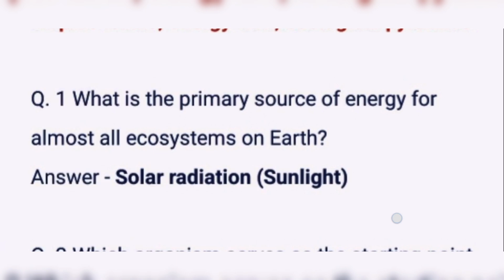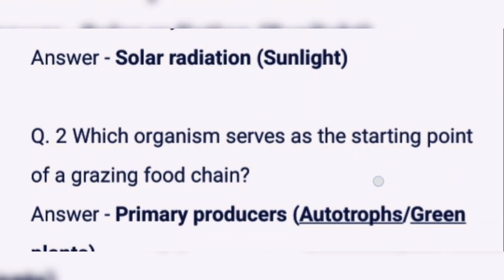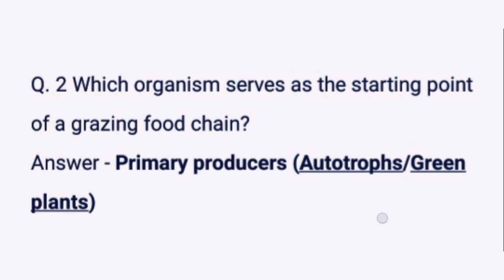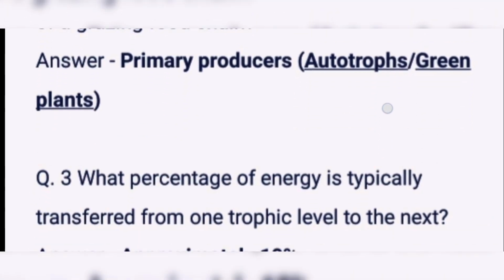What is the question saying? What is the primary source of energy for almost all ecosystems on Earth? The question is asking primary source of energy. Solar radiation, that is sunlight. Next question is which organism serves as the starting point of a grazing food chain? Answer is primary producer or autotrophs, or we can say green plants are autotrophs.